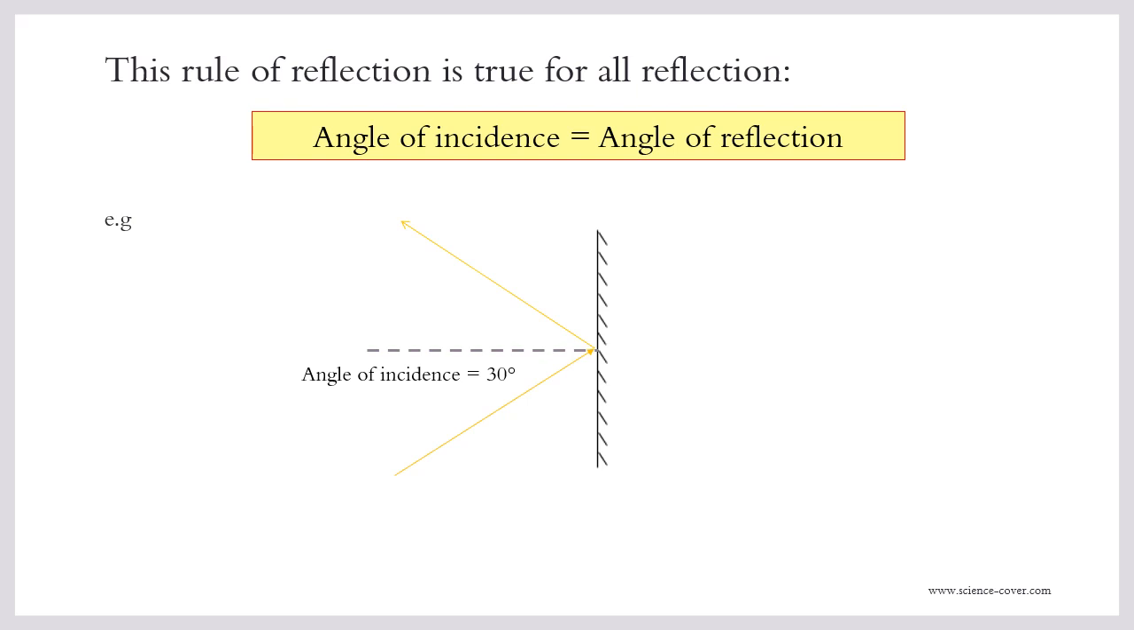In this diagram, the mirror has been rotated through 90 degrees into the vertical, and we can see that the angle of incidence onto the mirror is 30 degrees. But using the rule of reflection, we can measure that the angle of reflection should also be 30 degrees.